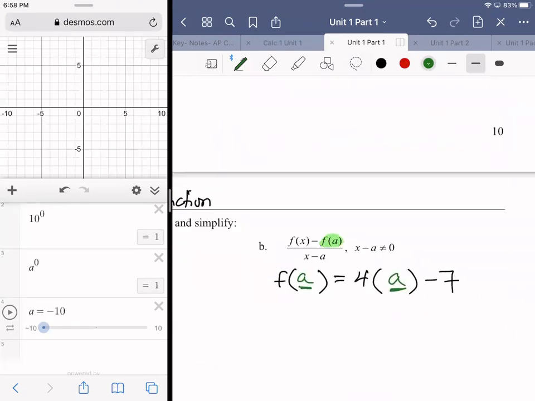So my original function is 4x minus 7. That's f of x. My f of a is going to be subtracted from that. So 4a minus 7.